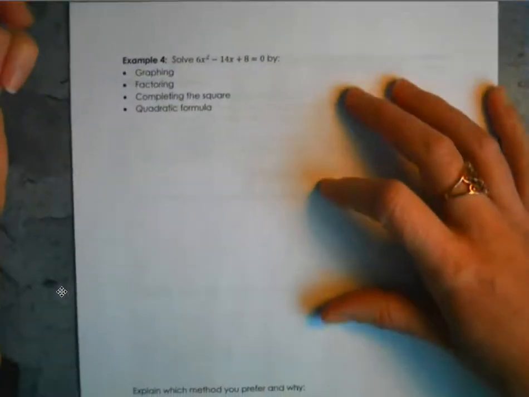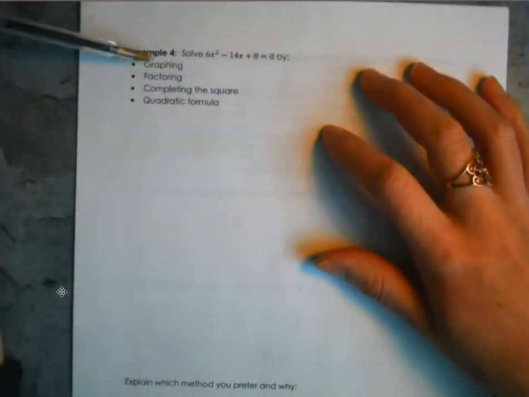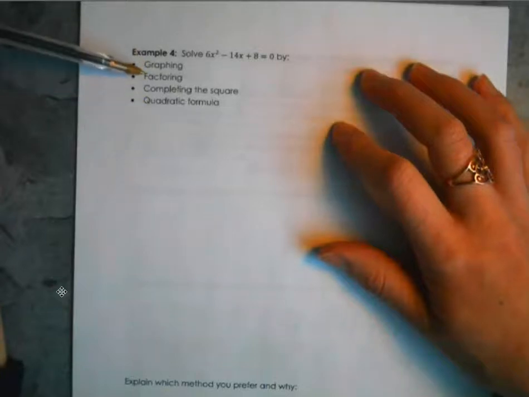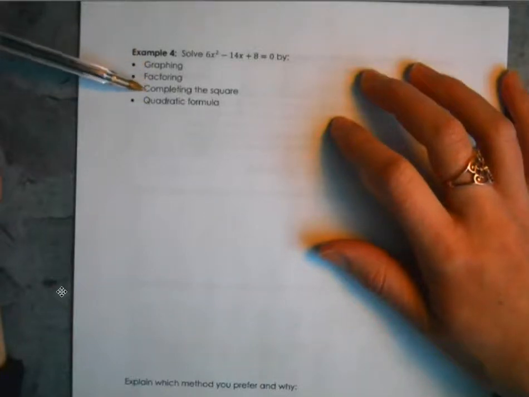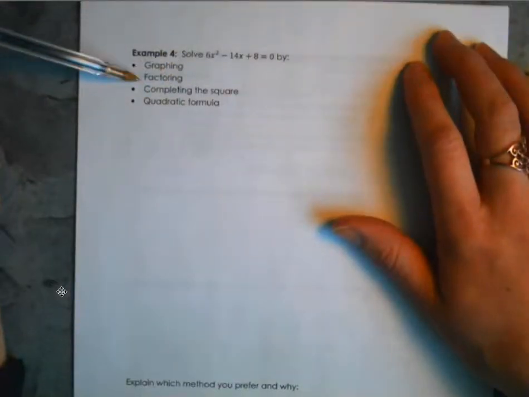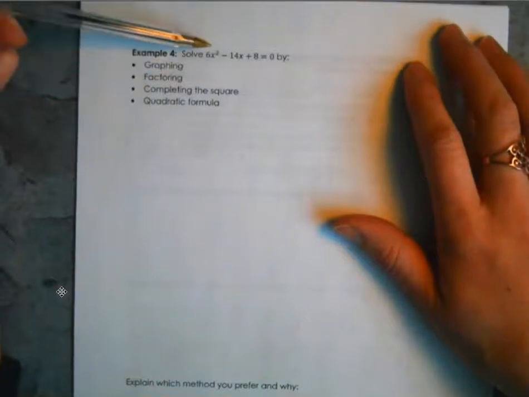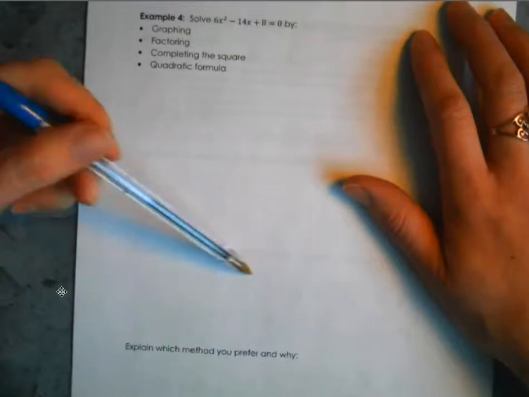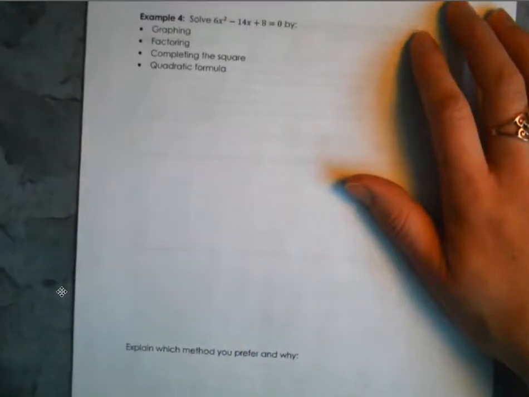Now, last question. With this one, what I would recommend, so it says solve by a bunch of different ways. Now, personally, what I found is that with factoring and completing the square, you spend a lot of time trying to figure out how to move things around. It was just kind of a pain. So for me personally, now it's up to you, and it even says down here, explain which method you prefer. Different people are going to be different.